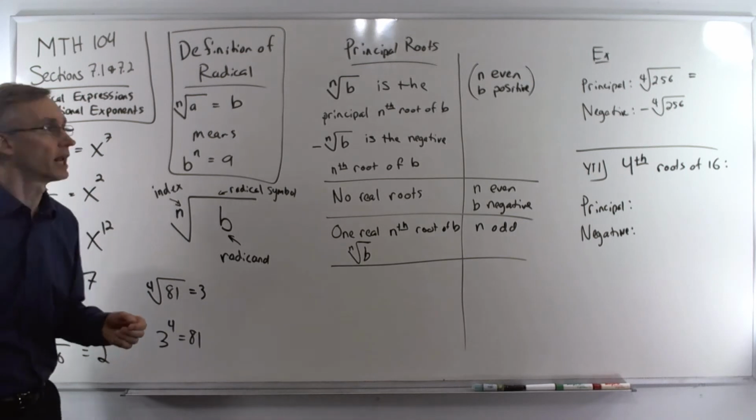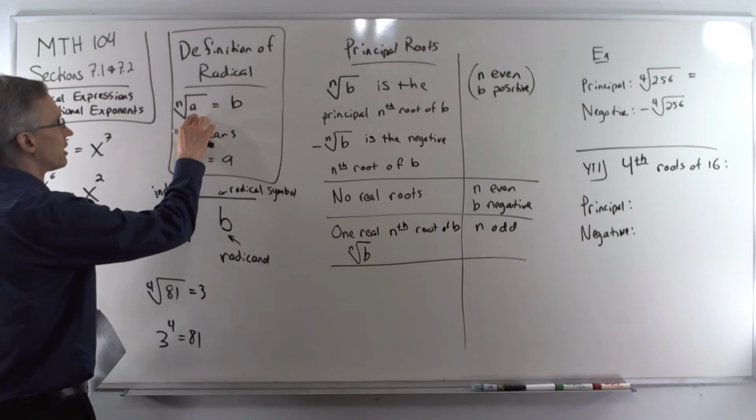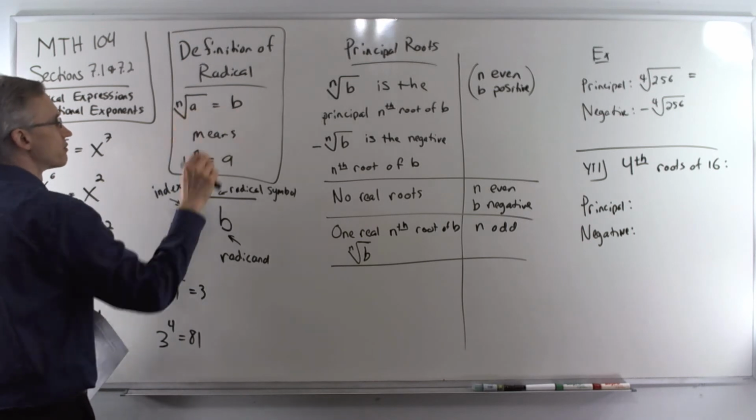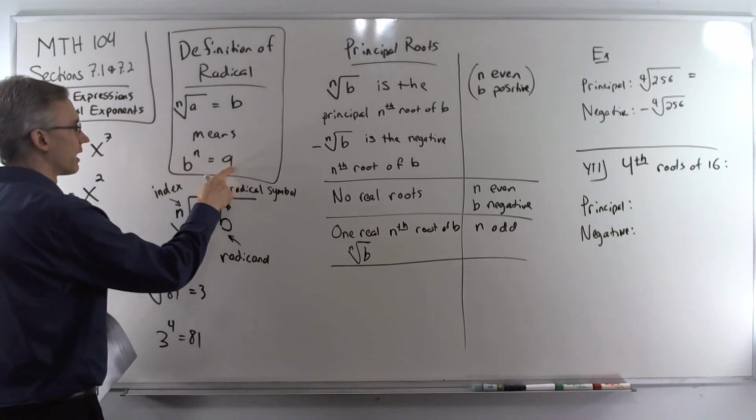So we're studying radicals today. I want to start with the definition of a radical. So here's our radical expression. Let's say the nth root of some number a is b. Another way of writing that is b to the nth power is a.